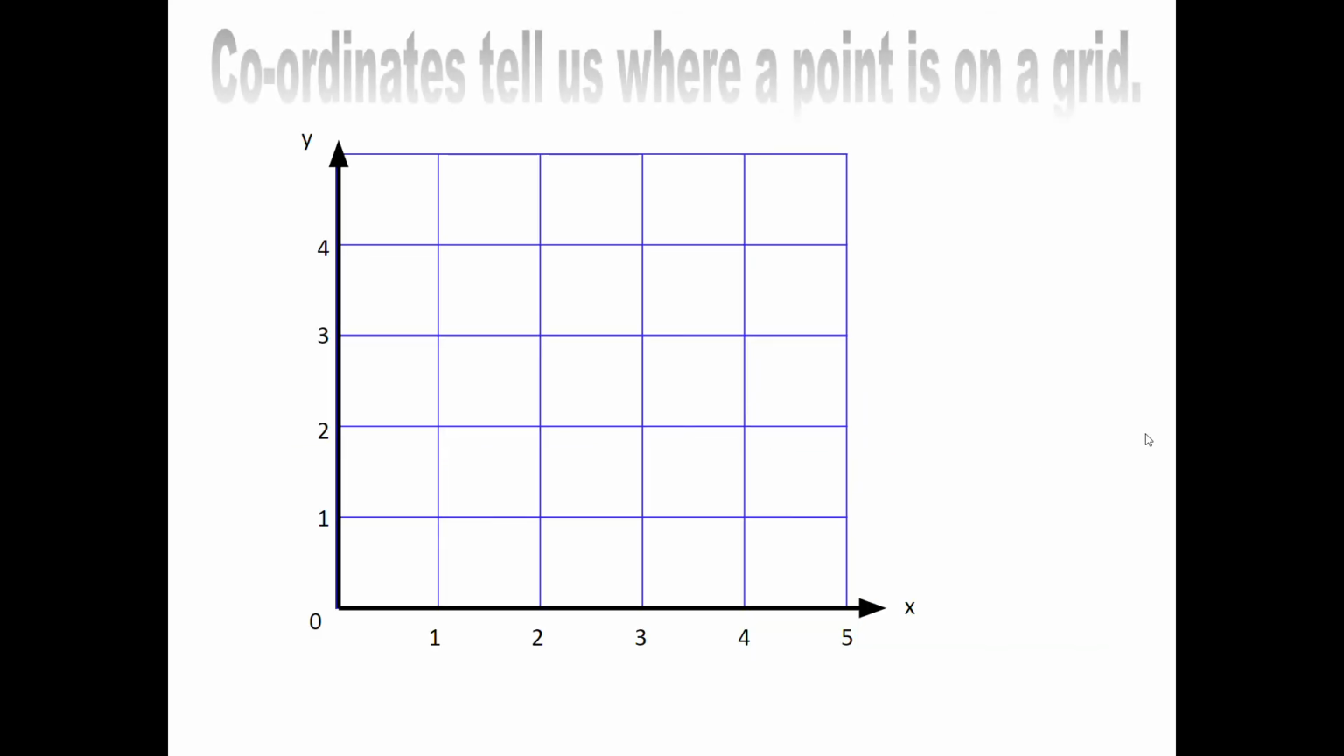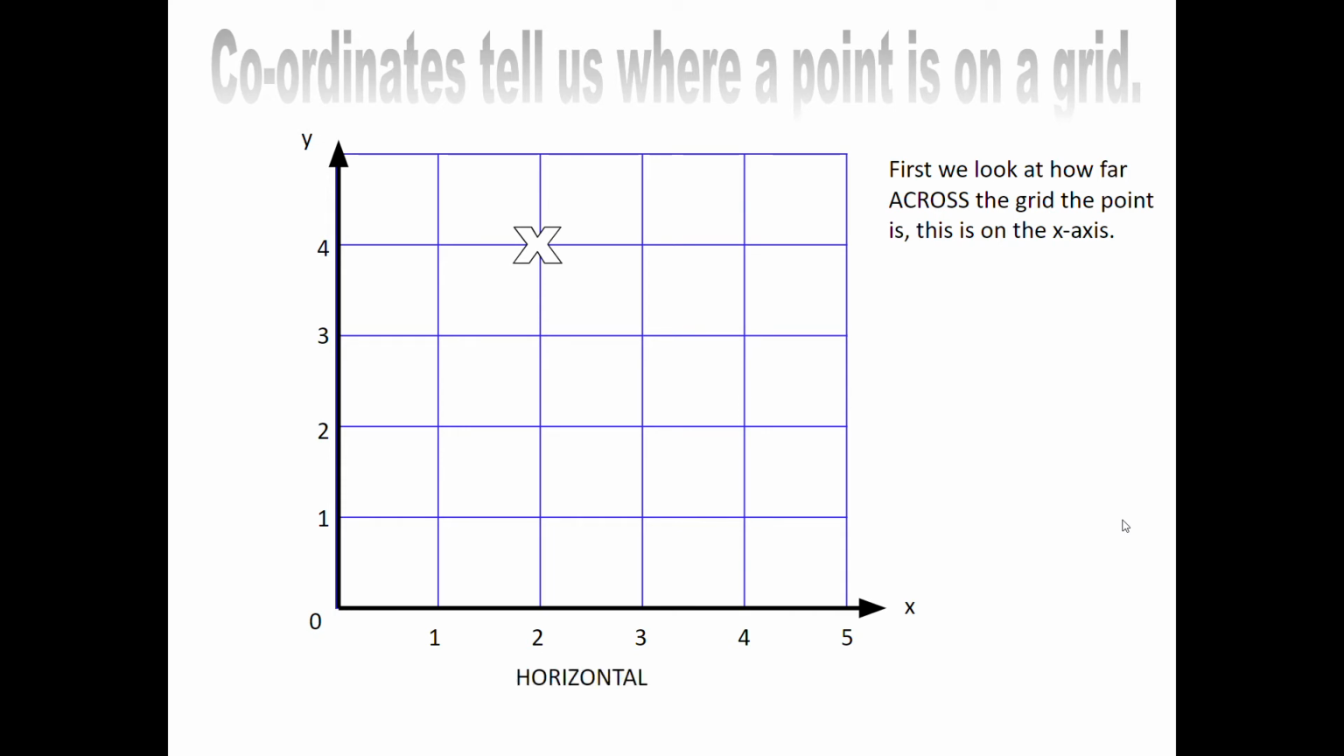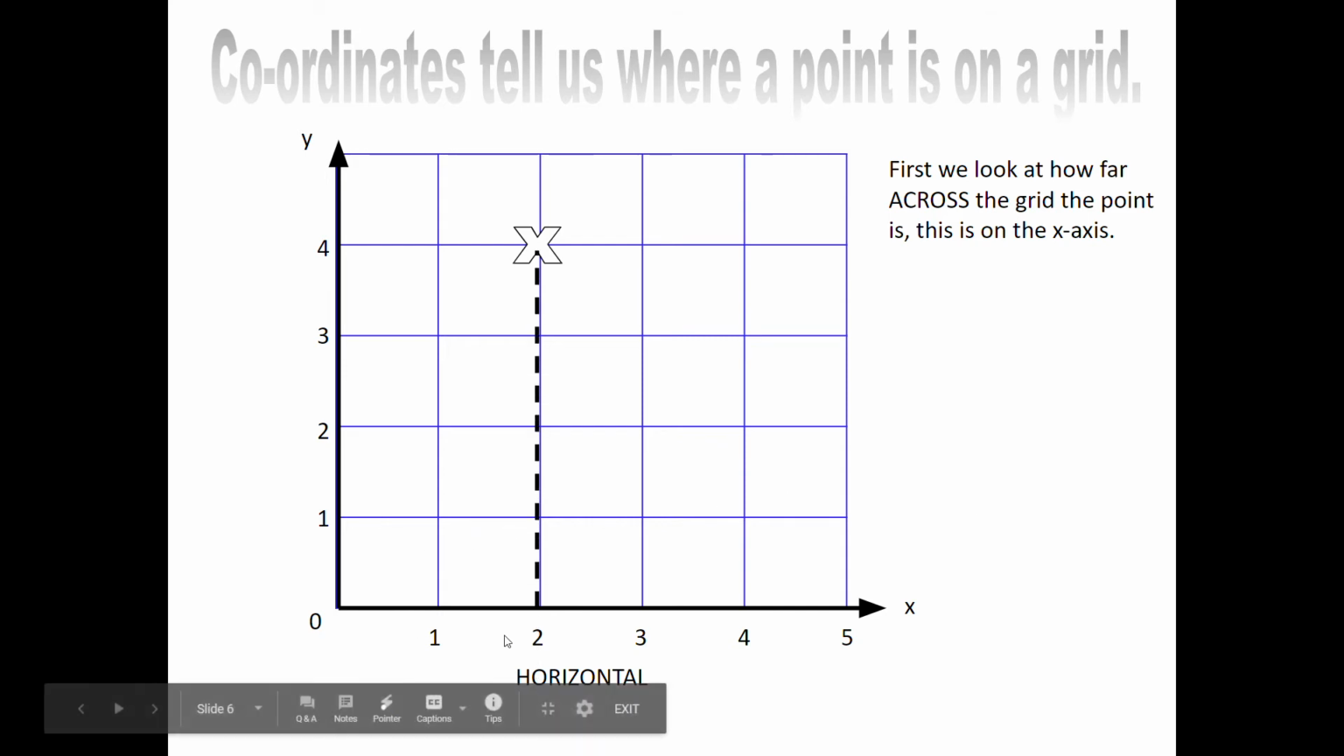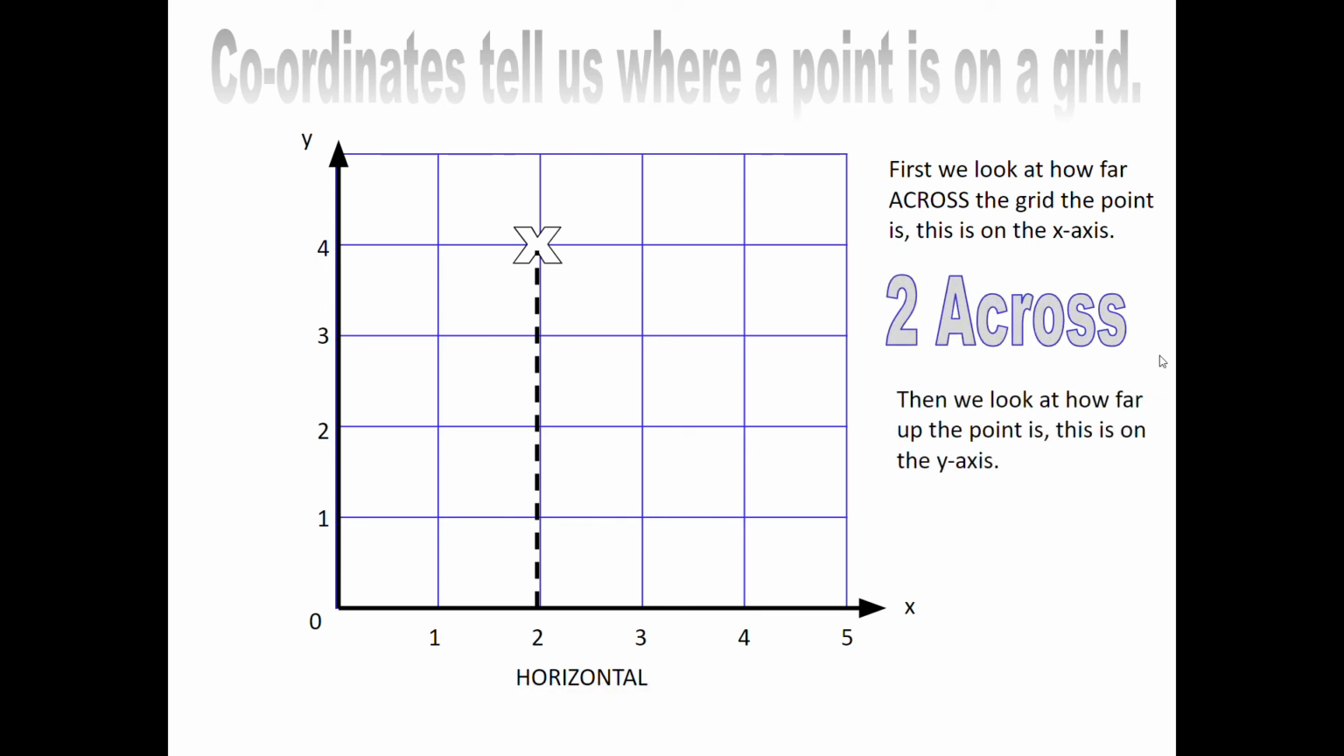Now, let's try one here. Do you see this X? We have to determine the point on this grid. First, we look how far across the grid the point is. This is on the x-axis. So we see here we went over 2 times. 2 across. Then we look how far up the point is. This is the y-axis. So we went 4 up.